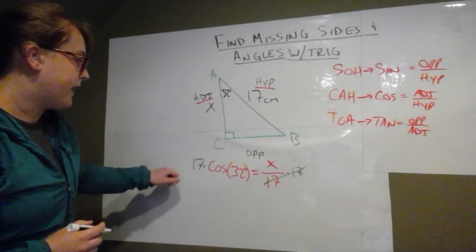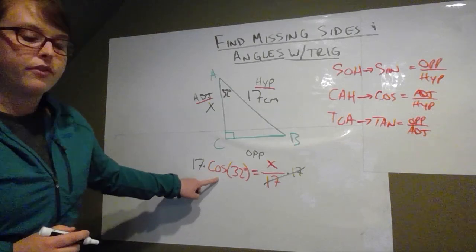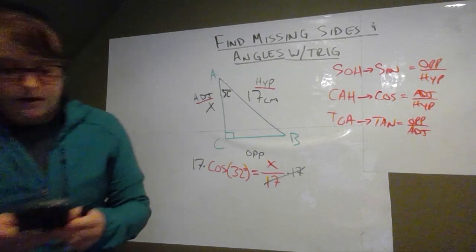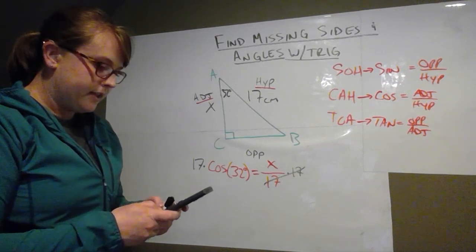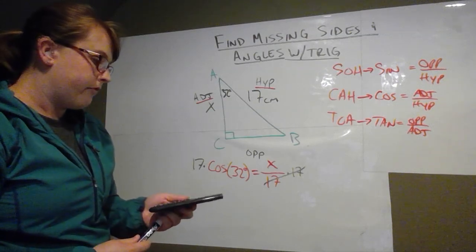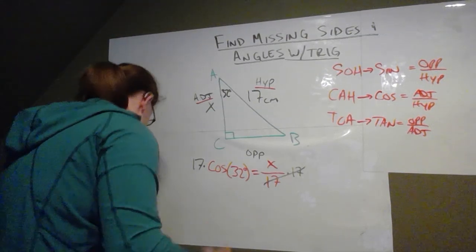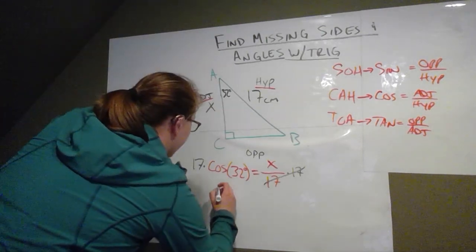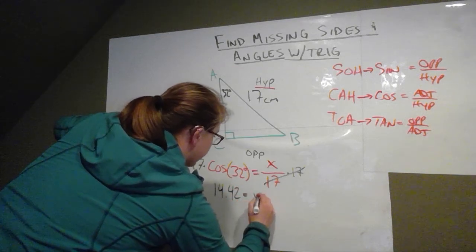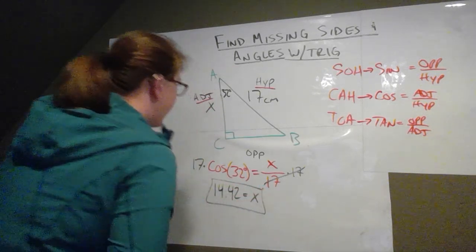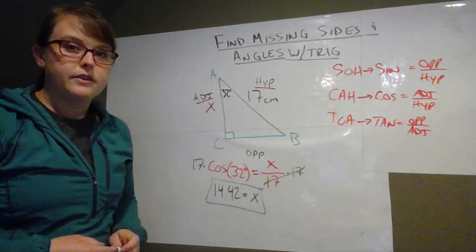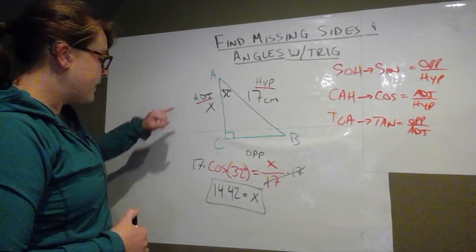And then into a calculator, I can type 17 times cosine of 32. So I'm going to do that really quick. Grab my calculator. 17 times cosine 32, enter. And we get 14.42. Boom. And then we throw the calculator on the ground, in celebration. 14.42 equals x. So that's my missing side, 14.42 centimeters right here. And that's all there is to it. So that's finding a missing side.